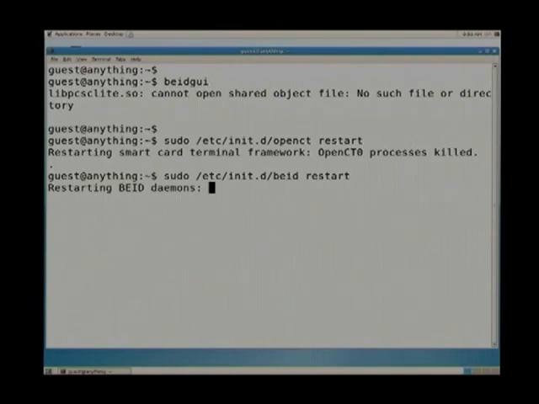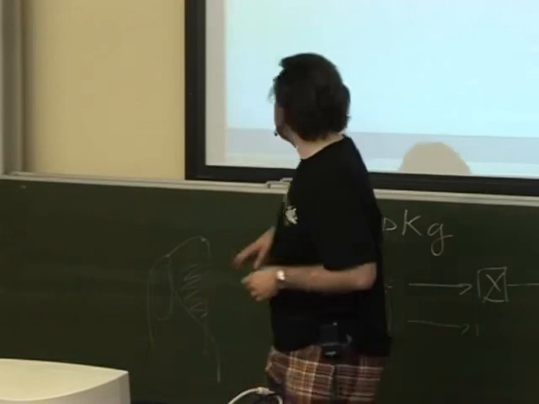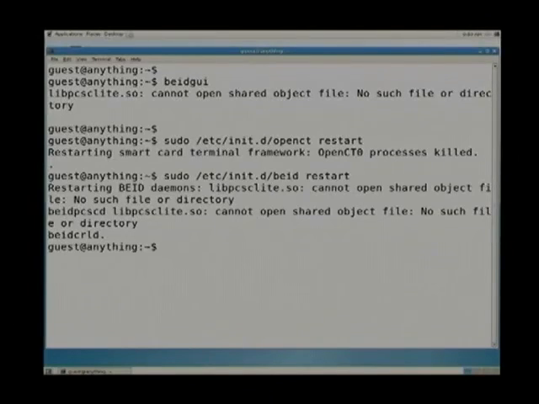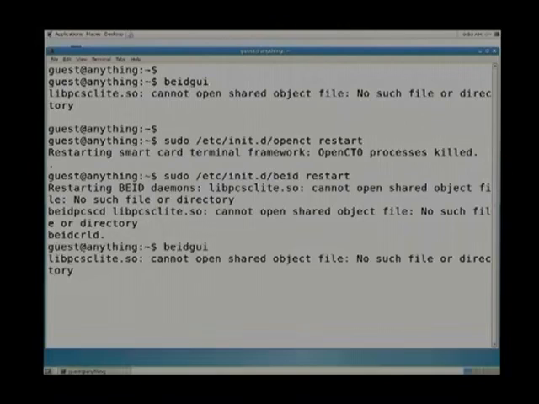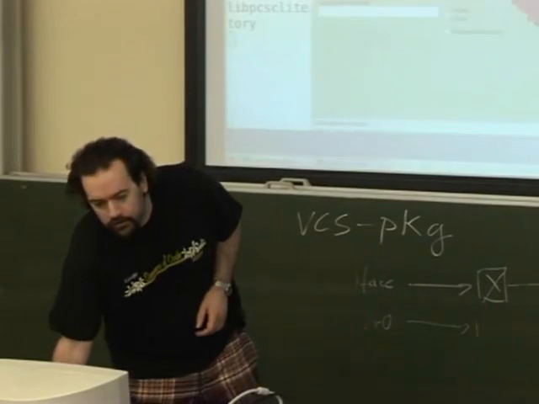So there's also a BEID CRLD here, which will download CRLs if you allow it to. This is the last attempt. If this doesn't work, it's over. I can still show some more things, but I'm not going to waste time on this anymore.